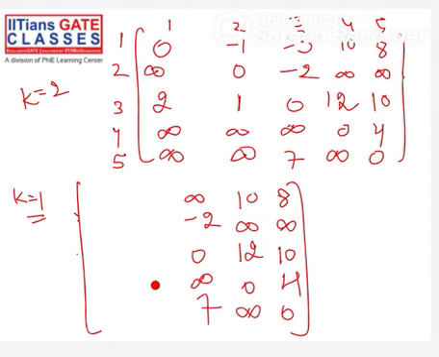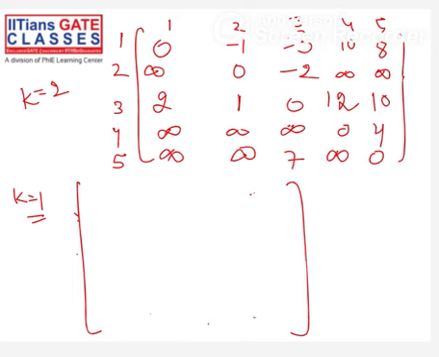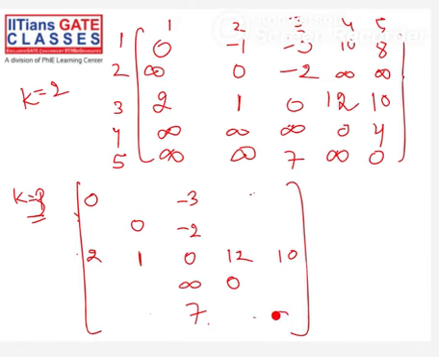Anyone who got the final matrix? Alright, so k is equal to 3 I'm trying. That means this row is as it is. Minus 3, minus 2, 0, infinity, 7. And the third one, 2, 1, 12 and 10. All these are the same. Right? So now this diagonal is 0.